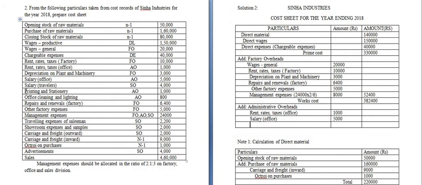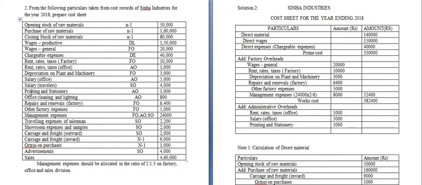Then printing and stationery, amount is 1000. Then office cleaning and lighting, amount is 800.